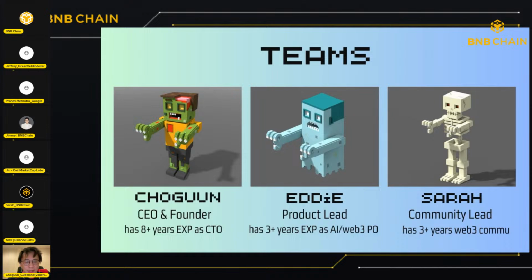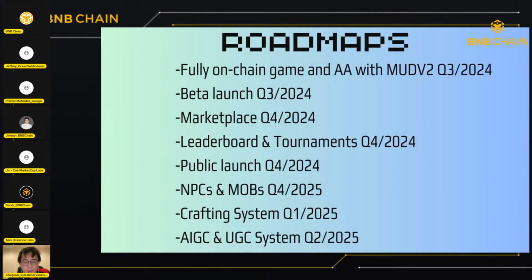This is our team. I am Shokun, CEO and co-founder. And also this is our roadmap. We plan to do a fully on-chain game with account abstraction this year in Q3, and we plan to beta launch in this Q3 as well.